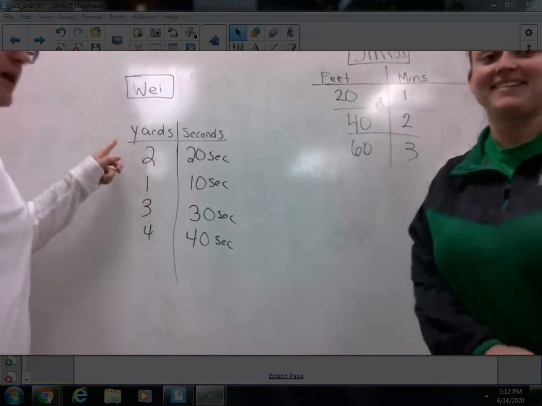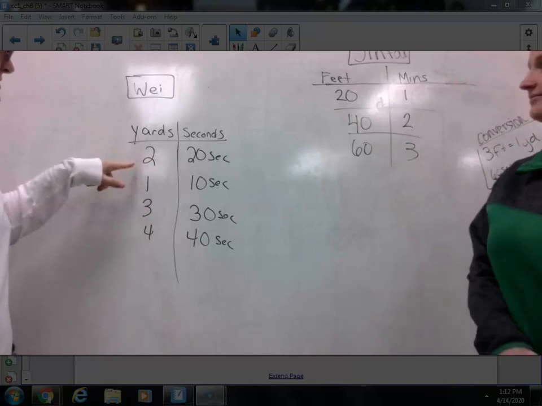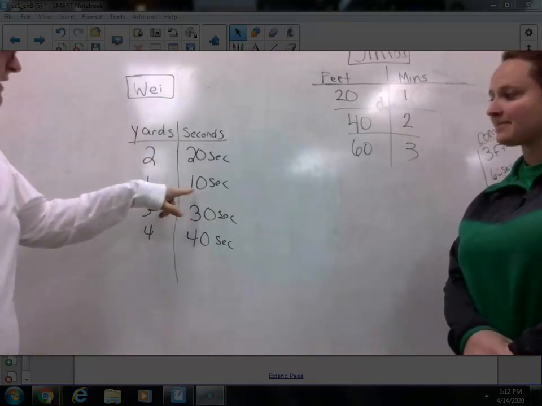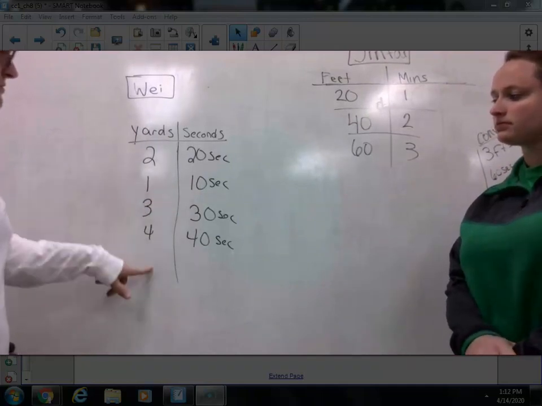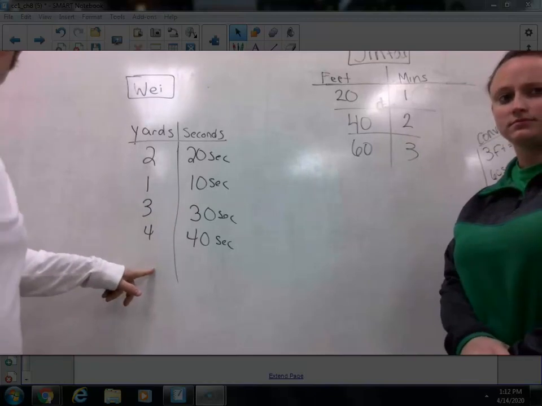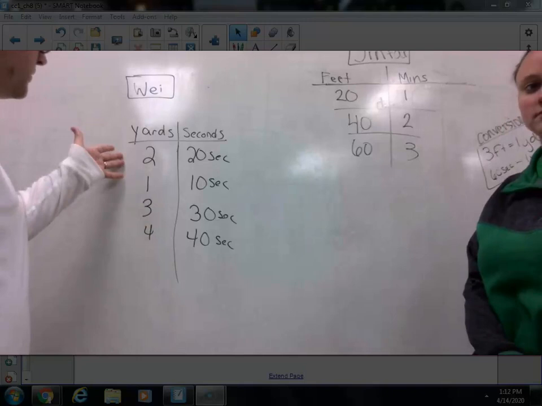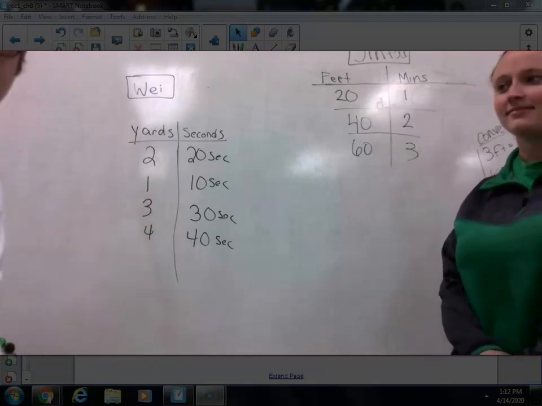All right, so for Wei, I went ahead and started with the rate they gave us, 2 yards in 20 seconds. I took half of that to find my unit rate, so 1 yard took 10 seconds. So 3 yards would be 30 seconds and so forth. I used a T-chart to show how to compare the distance and time for my gerbil. What did you do, Miss Lanza?